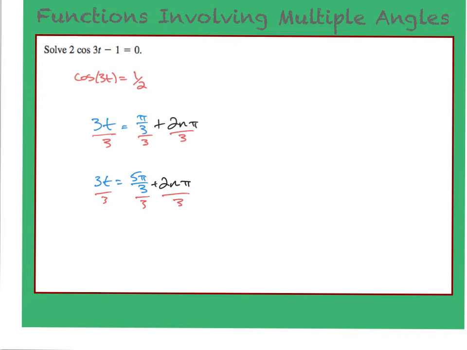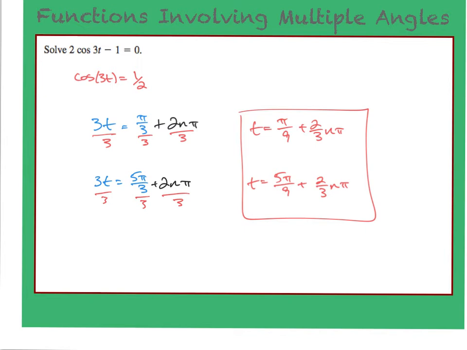So when I divide by 3 on my first one, I get t equals, what is pi over 3 divided by 3? Pi over 9. Pi over 9. And then plus 2/3 n pi. All right. And then on my second one, I get t equals 5 pi over 9 plus, what's my new period? 2/3 n pi. And so these would be my solutions.